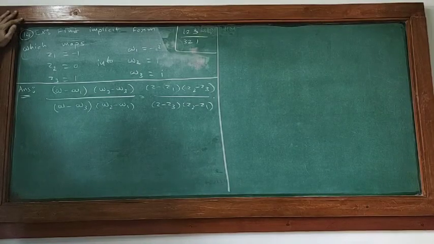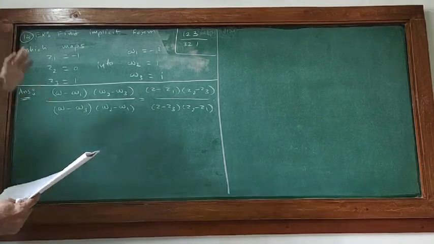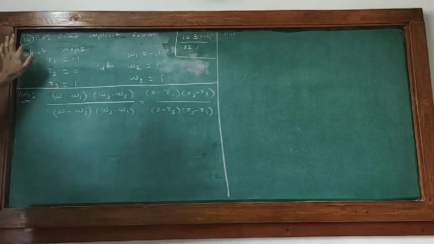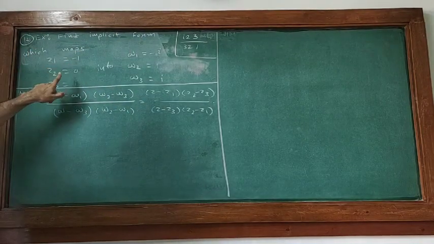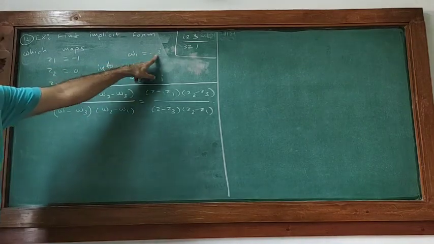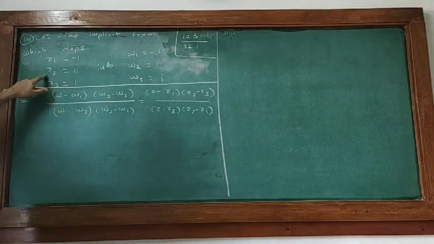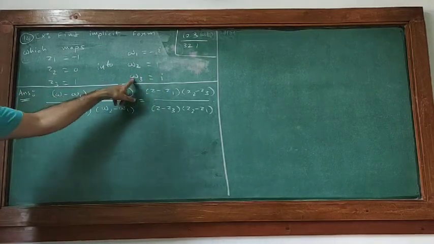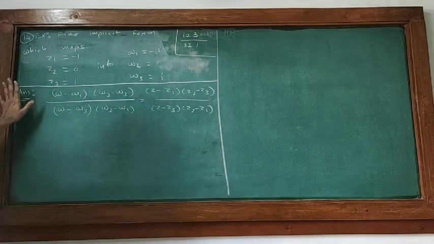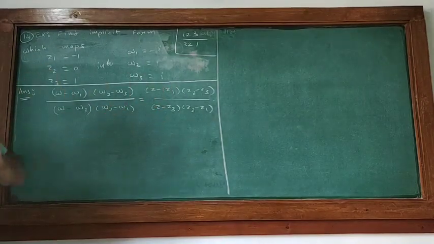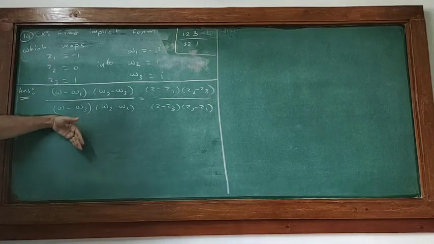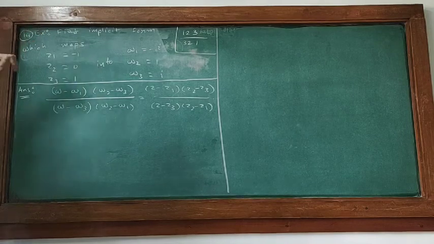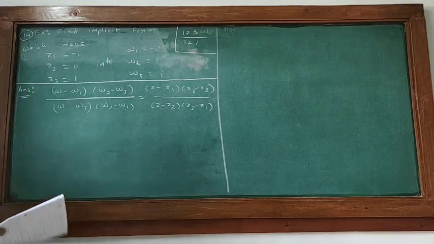We start with one example, example 14, as per my notes. Find the implicit form which maps z1 equal to minus 1 into omega 1 equal to minus I, z2 equal to 0 into omega 2 equal to 1, and z3 equal to 1 into omega 3 equal to I. This is the formula that we know. Now we put these values in this formula, and by simplifying it, we will find the actual function. Let's proceed.